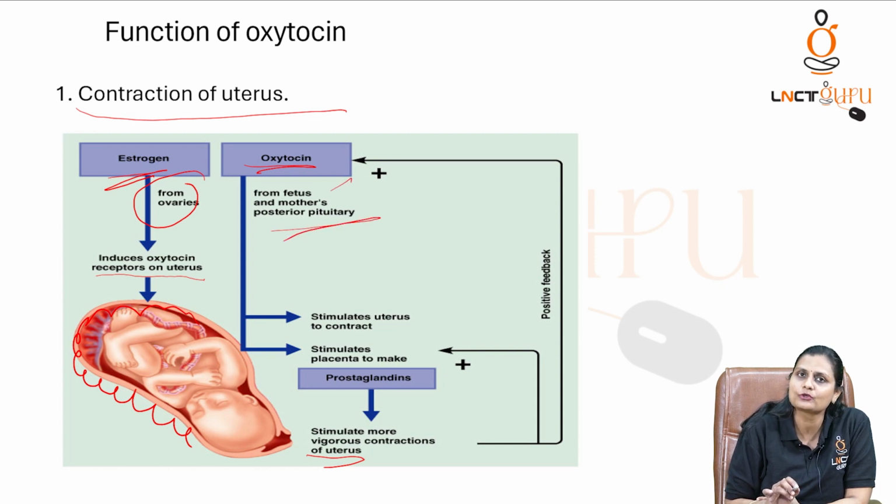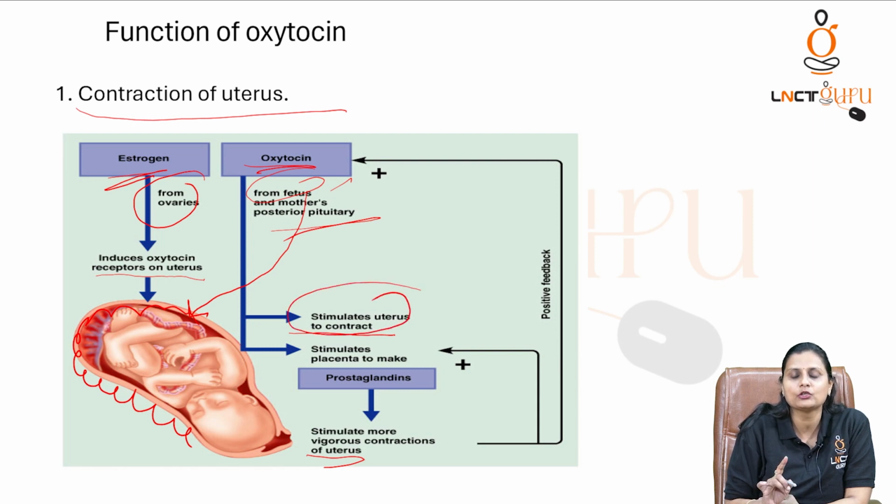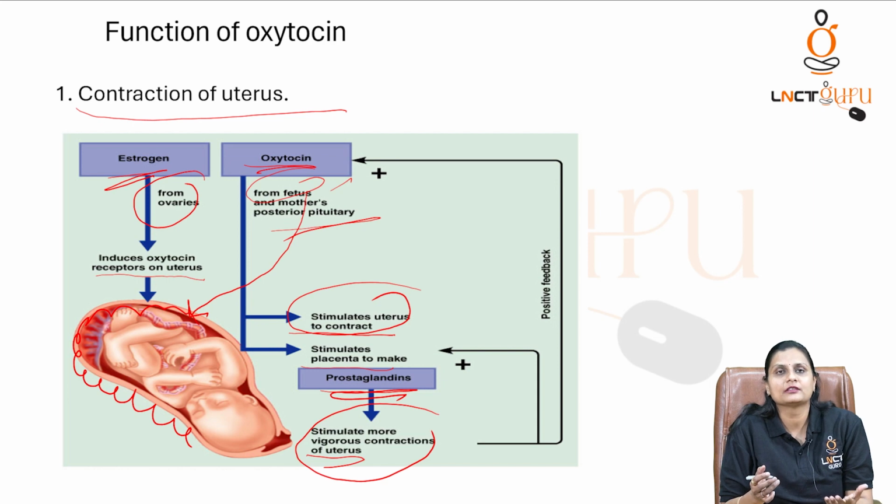Okay, so there are two sources. Where is it secreted from? One is the fetus and the other is the mother's posterior pituitary. Now it performs two important functions. Number one, it comes and binds to the receptors on the uterus and causes contraction of the uterus. And it also stimulates the placenta to make prostaglandins. These prostaglandins cause more and more vigorous uterine contraction.